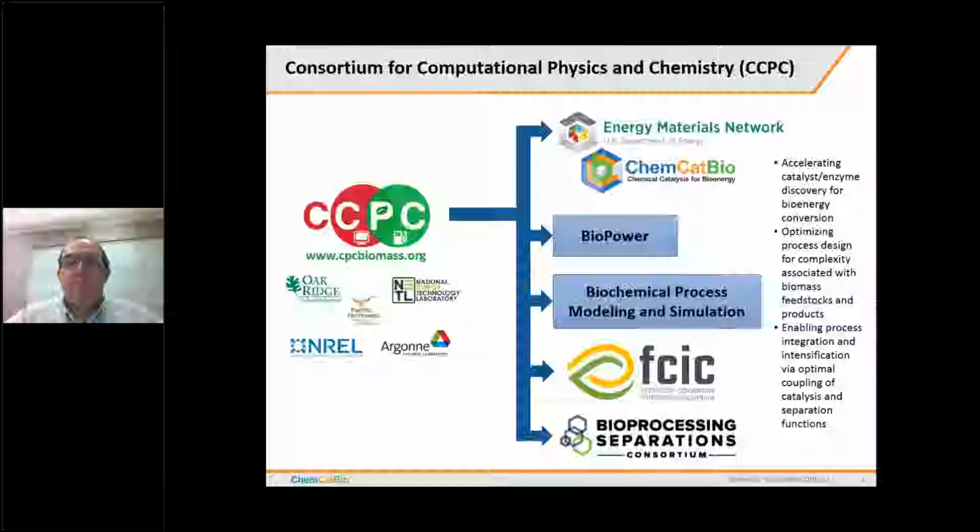We also support other activities in the program, such as biopower, biochemical process modeling and simulation, the Feedstock Conversion Interface Consortium, and the Bioprocessing Separations Consortium.